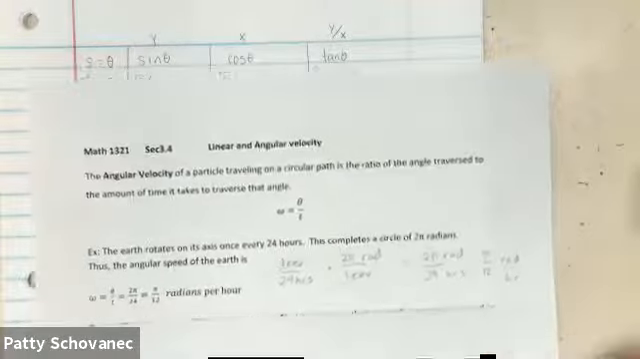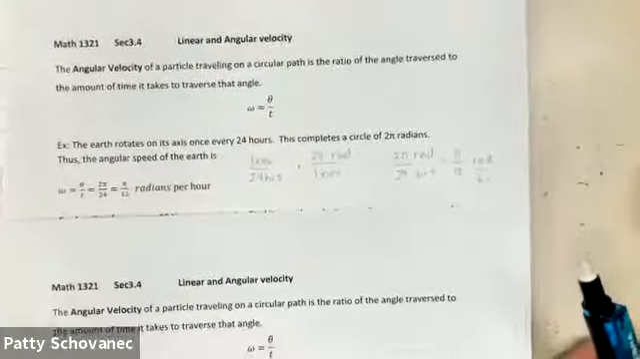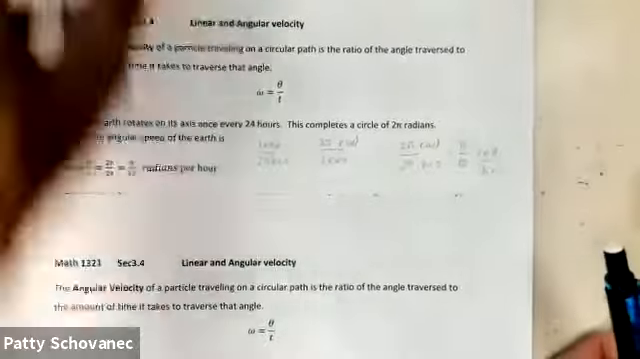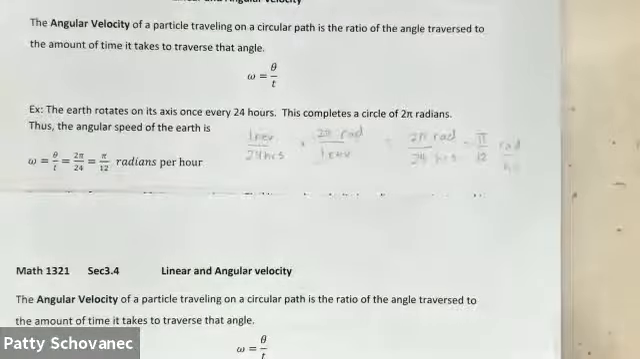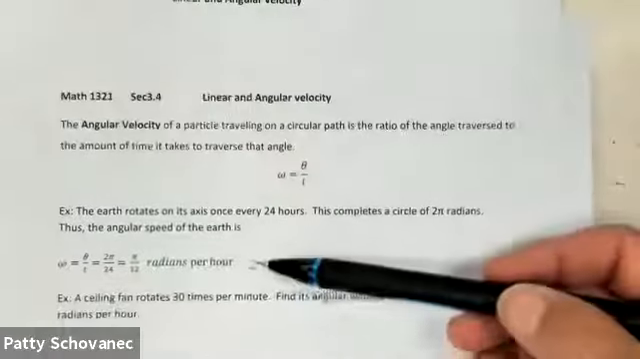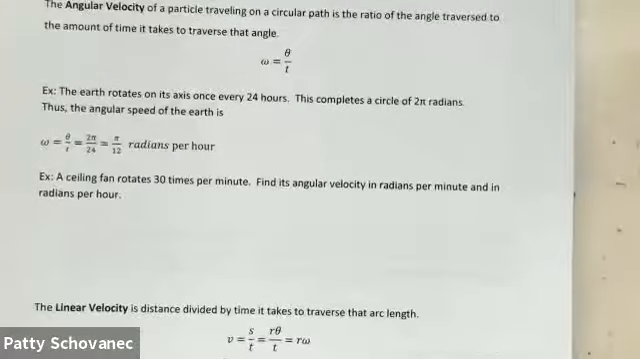So in my next example, let's see what you can see. So there's the calculation on the radians per hour. Let's look at the ceiling fan here. A ceiling fan rotates 30 times per minute. Find its angular velocity in radians per minute and in radians per hour.